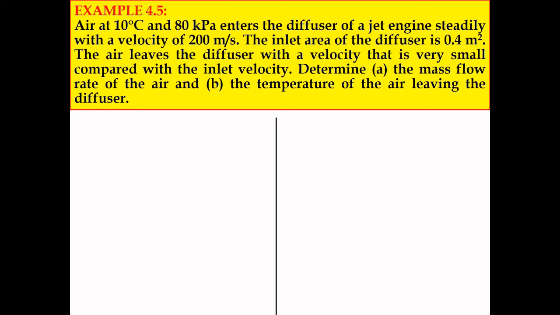Example 4.5. So this example will involve a diffuser. Air at 10 degrees Celsius and 80 kilopascal enters the diffuser of a jet engine steadily with a velocity of 200 meter per second. The inlet area of the diffuser is 0.4 meter square. The air leaves the diffuser with a velocity that is very small compared with the inlet velocity. Determine A, the mass flow rate of the air, and B, the temperature of the air leaving the diffuser.